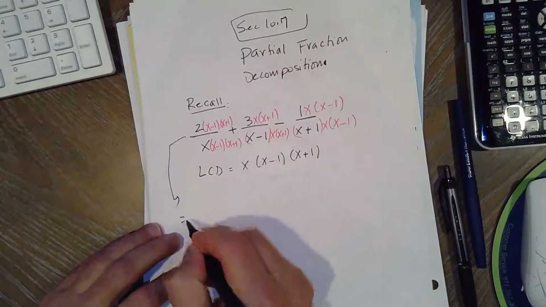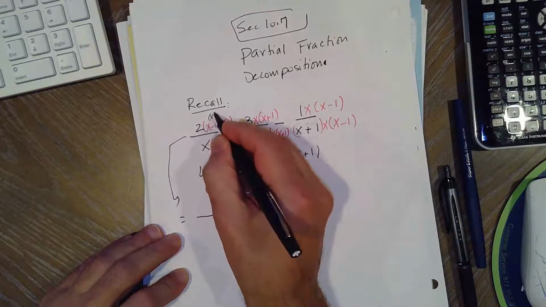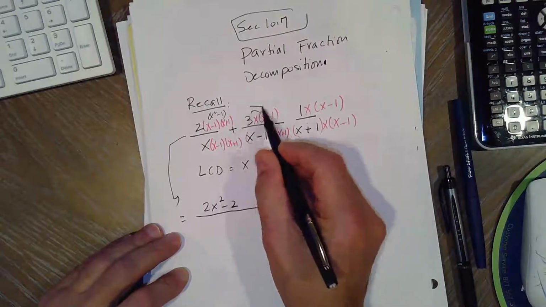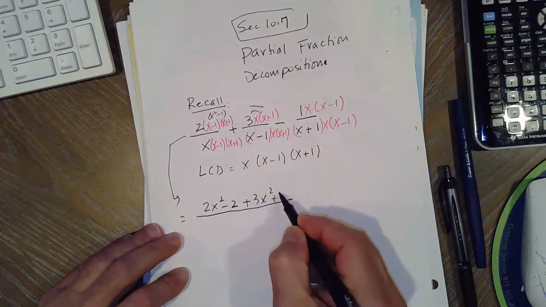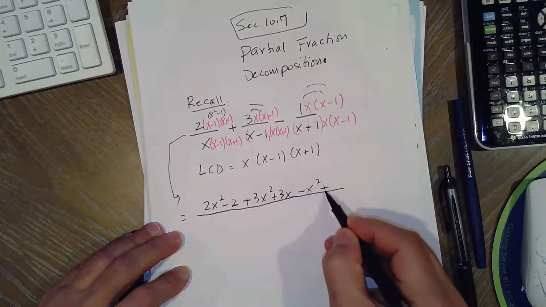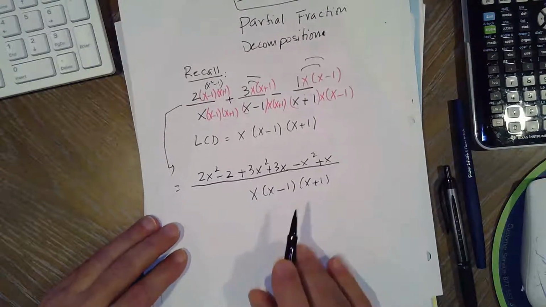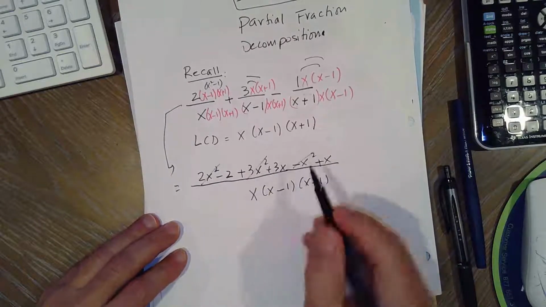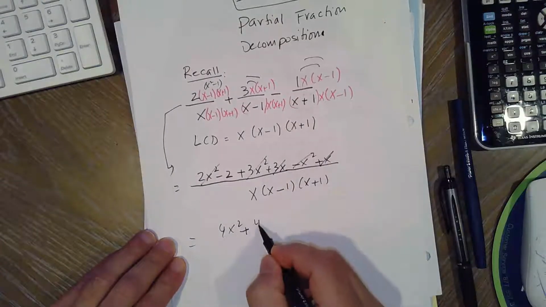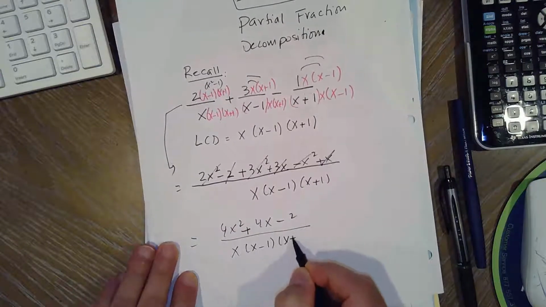And then we bring this down. x minus 1 times x plus 1 is x squared minus 1. When we multiply it by 2, we get 2x squared minus 2. 3x times x plus 1 is 3x squared plus 3x. And then minus x times x minus 1 is minus x squared plus x, all over the LCD. So now 2x squared plus 3x squared minus x squared is 4x squared, plus 3x plus x is 4x, and then minus 2, over x minus 1 times x plus 1.